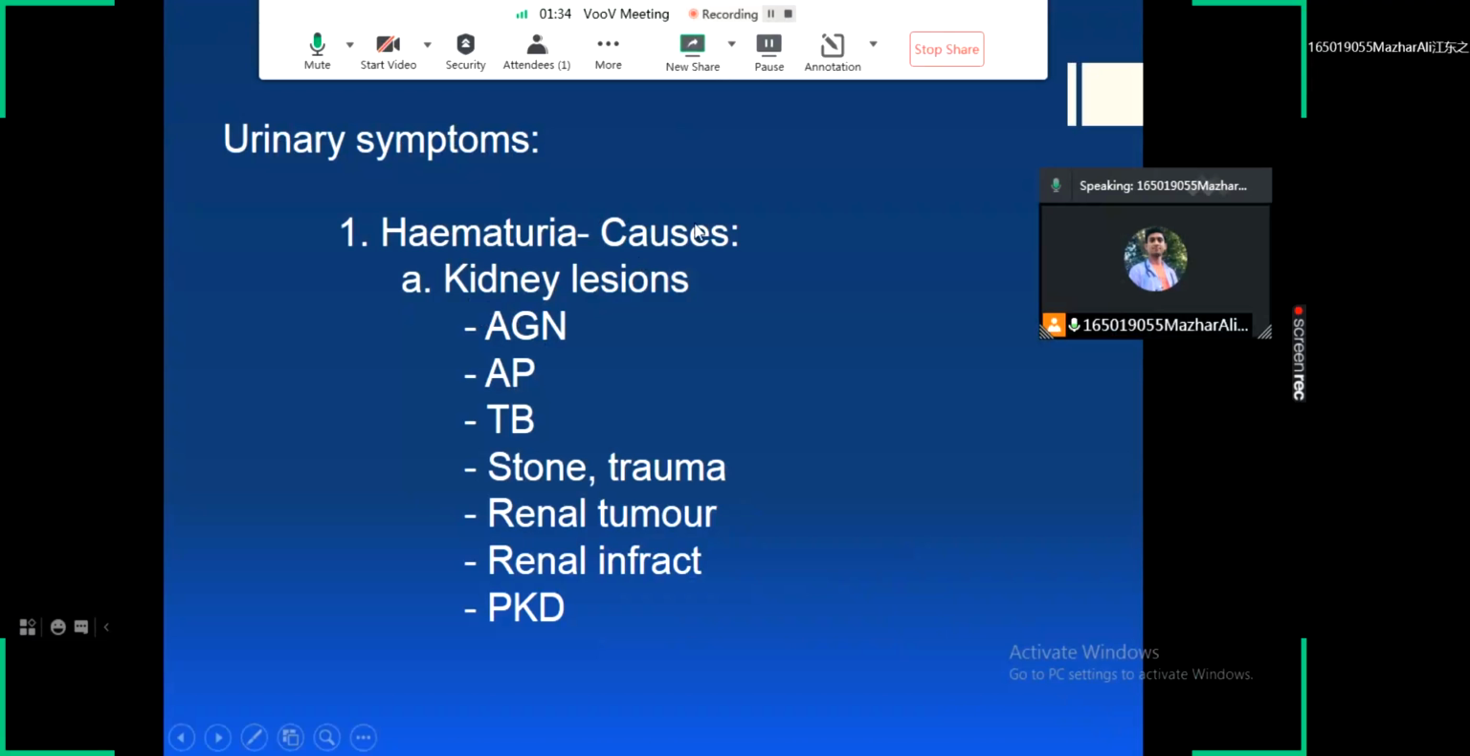So what are the causes of this hematuria? First of all, kidney lesions. What's the problem inside the kidney? This includes acute glomerulonephritis, then tuberculosis, stone, trauma, renal tumor, renal infarction, or polycystic kidney disease. So these are the causes of hematuria.